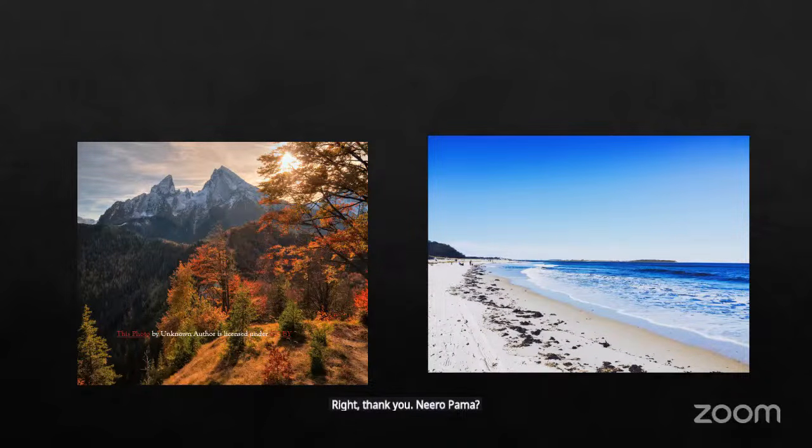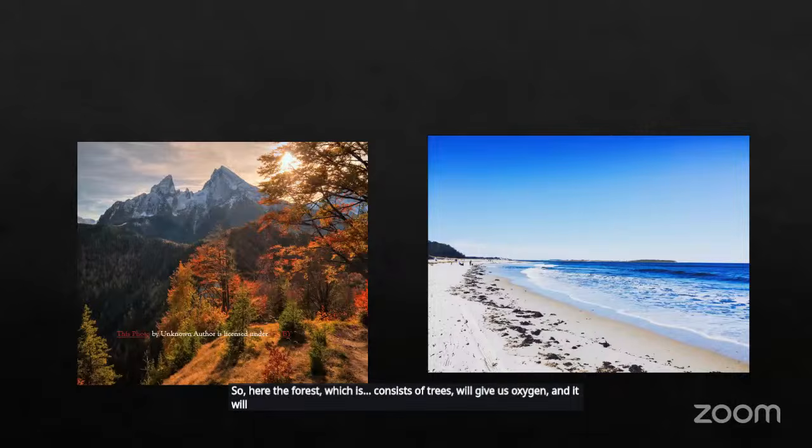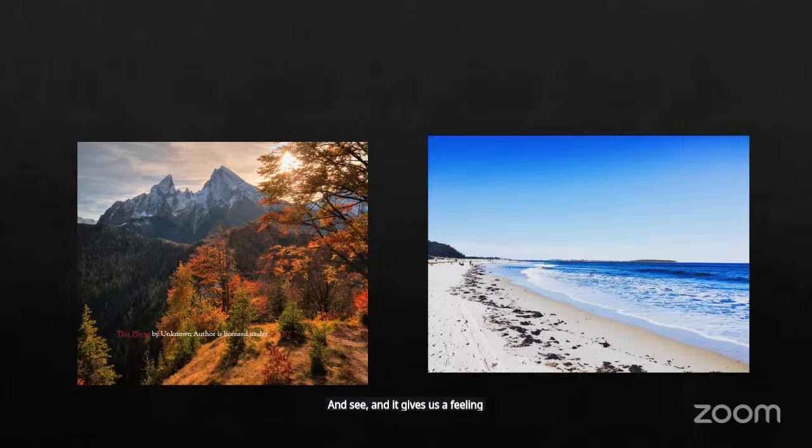Nirupama. Good evening, sir. So here in the first picture, we can see the mountains and trees. It shows that nature is very important in human lives. The forest, which consists of trees, gives us oxygen, reduces pollution, and makes the environment peaceful. Now, in the second picture, we can see the beach and sea, and it gives us a feeling of peace. This is my point of view, sir.